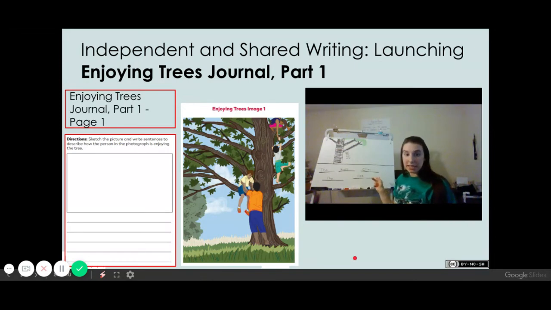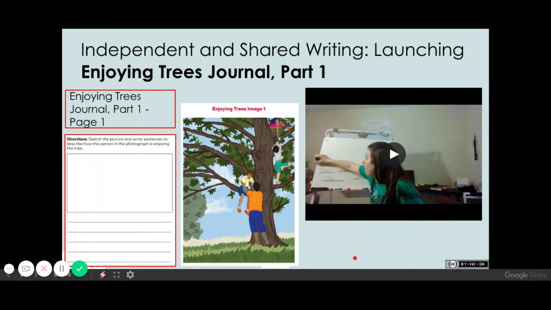Have I written a sentence that shows the picture that we looked at, how those people were enjoying the tree? Yes, someone in that picture was climbing on the tree. I wrote a sentence and I drew a picture that matches my sentence. All right.